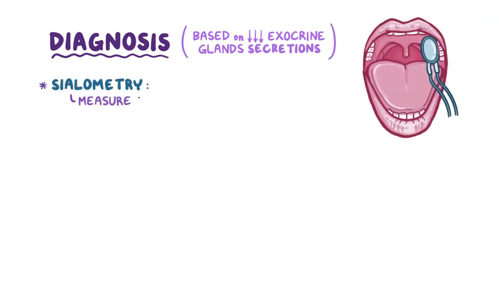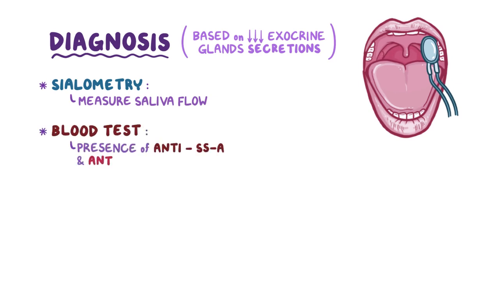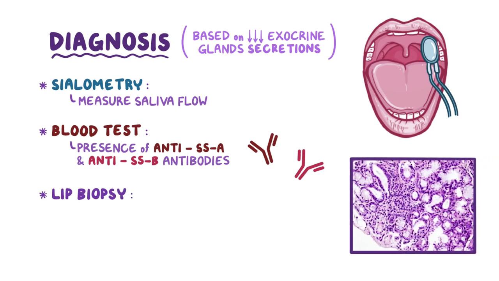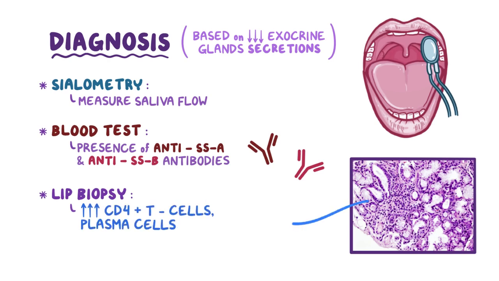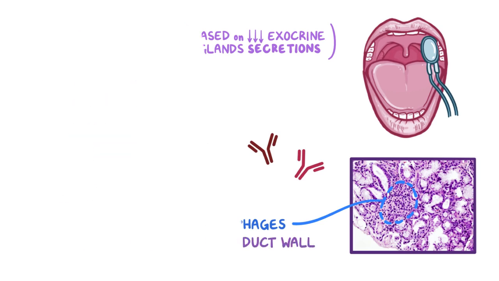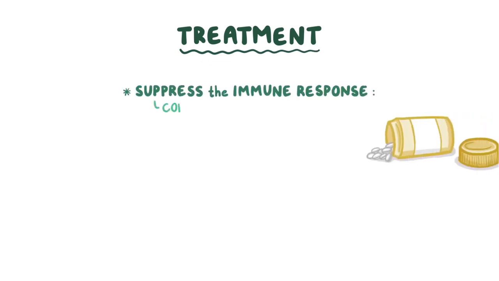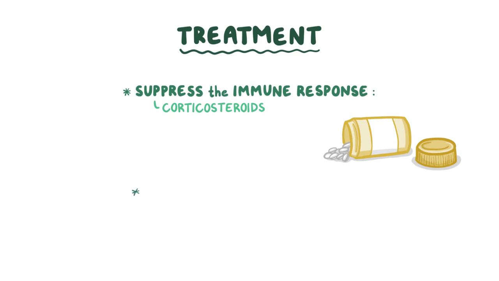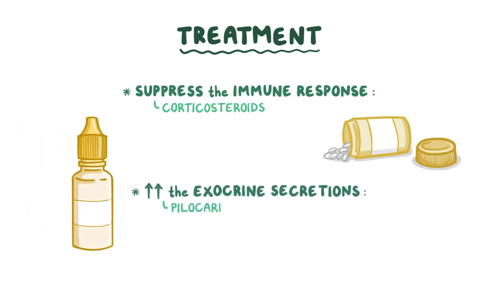Diagnosis of Sjogren syndrome is based on a decrease in exocrine gland secretion. For example, sialometry can be done to measure the saliva flow. Blood tests often show the presence of anti-SSA and anti-SSB antibodies. A confirmatory test is a lip biopsy to examine the minor salivary glands, especially CD4 positive T cells, plasma cells, and macrophages, and thickening of the inner duct wall. Treatment of Sjogren syndrome typically involves medications to suppress the immune response, like corticosteroids, and also medications that increase the exocrine secretions like pilocarpine.